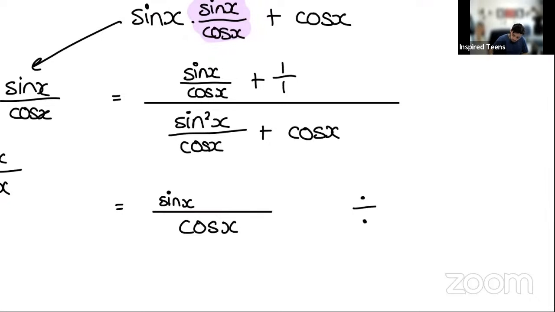However, that was not the case for 1. How did I get from 1 to cos? I had to multiply by cos x. Then what I do to the bottom, I do to the top. So I multiply the top by cos x as well. And then I get plus cos x.